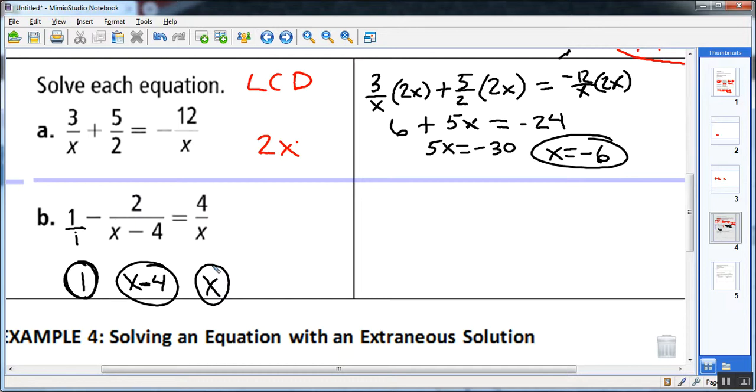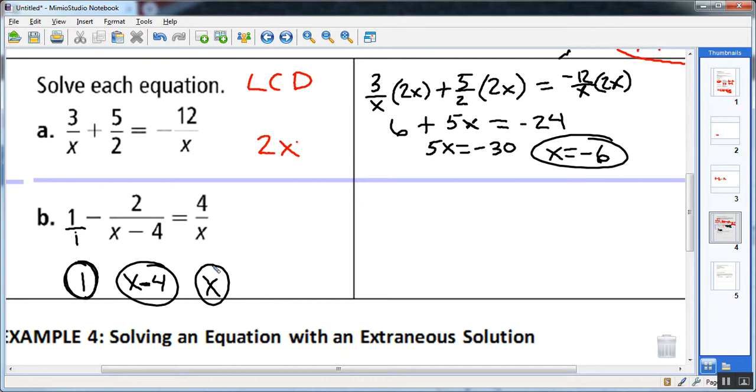Guys, where are you taking your 1s from? Here. Where are you taking your x minus 4s from? Where are you taking your x's from? Okay, so we're going to multiply basically everything times, well, multiply by 1 is an identity. So aren't we really taking everything times x minus 4? Okay, so watch what I do.